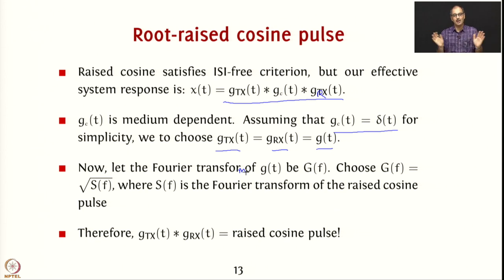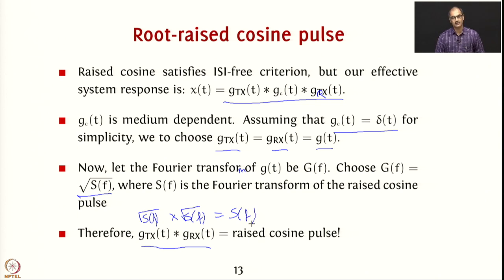So in other words, the square root is not taken in the time domain, it is taken in the frequency domain. You take your raised cosine pulse's Fourier transform, you take its square root as root S of f, find its inverse Fourier transform, and that will give you the root raised cosine pulse. Now, if you look at GTX convolved with GRX, the Fourier transforms will be root S of f multiplied by root S of f, which will give you S of f, which is our raised cosine pulse.